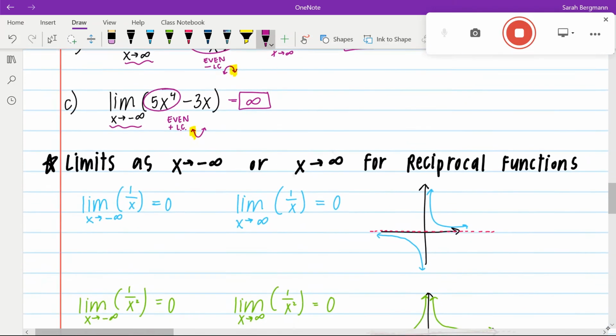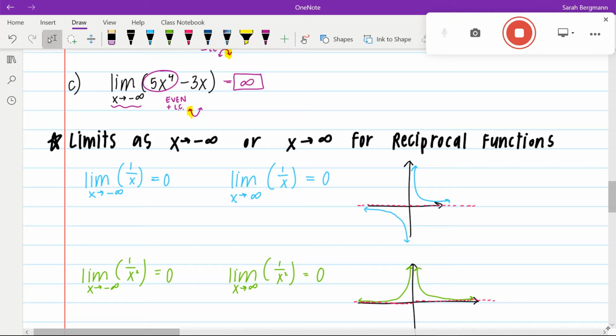Next, let's look at the limits as x approaches negative or positive infinity for reciprocal functions. So a reciprocal function is something like this, 1 over x. That's our basic reciprocal parent function. Now, if you look at the graph of this function, you'll see that on the left and the right, we are approaching 0. On the left end and on the right end, our graph approaches 0.